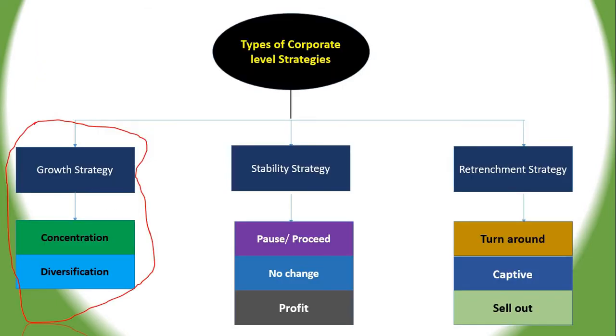Last time around, we explained what is a growth strategy. Inside the growth strategy, we explained the concentration strategy, vertical integration and horizontal integration, and also diversification. In today's lecture, our concentration will be on stability strategy. We're going to explain why the organizations are formulating or implementing the stability strategy, with some subparts like pause, no change, and profits. So let's proceed.